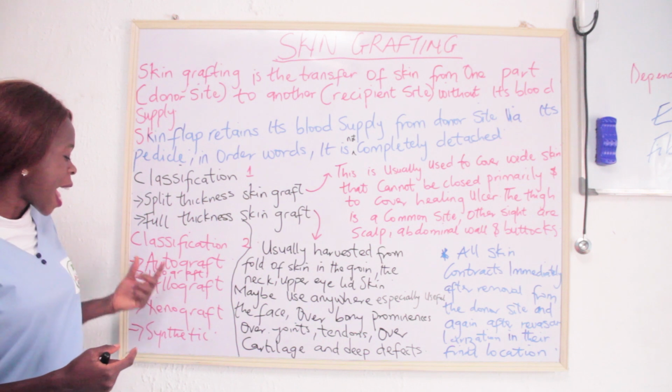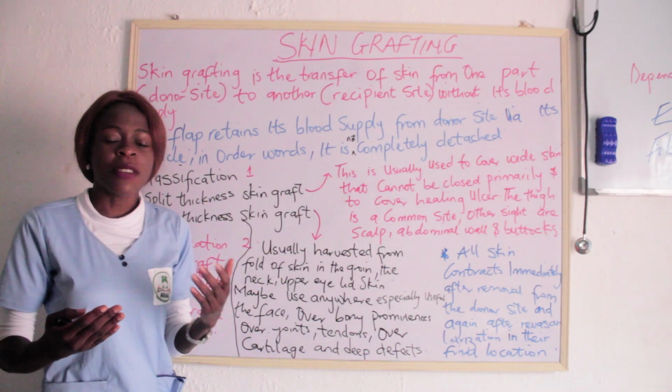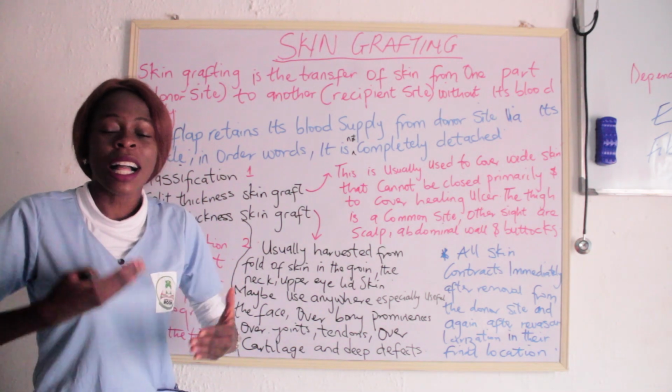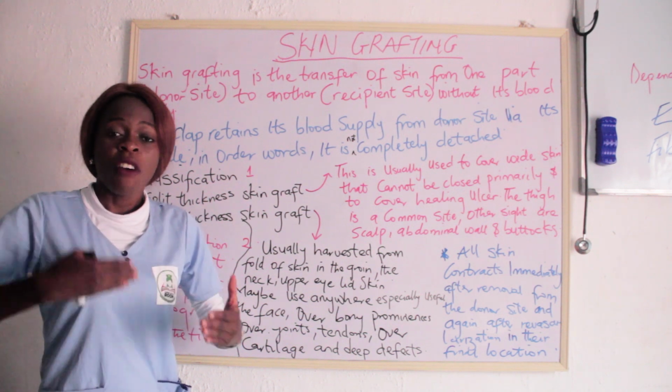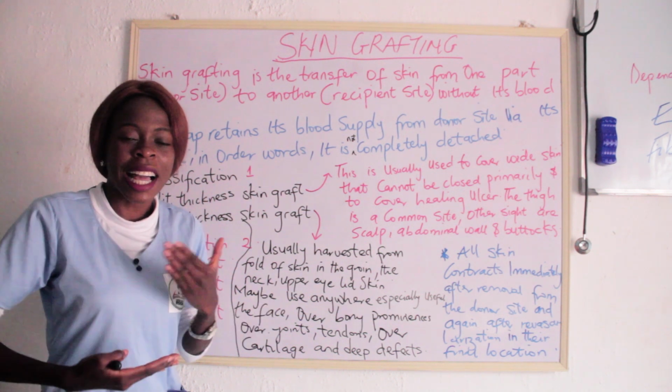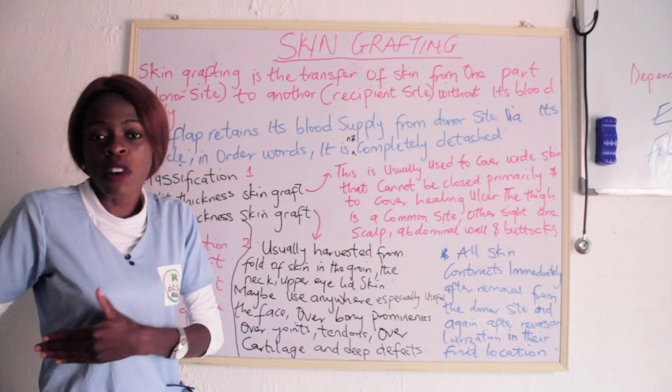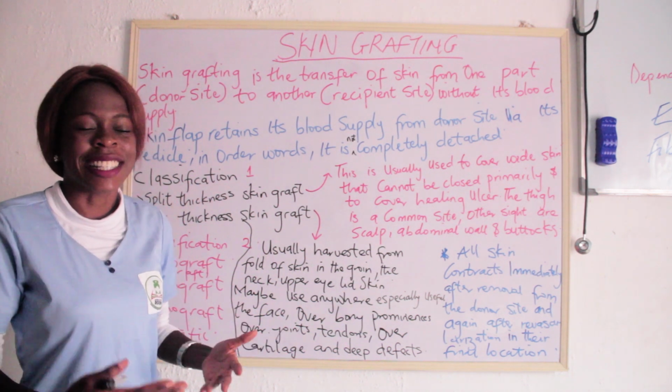Then the second is isograft. Isograft simply means you are taking it from an identical twin. You are taking it from where? From an identical twin. They are genetically identical. I can take from my twin sister, if I have one, when I need a skin graft.